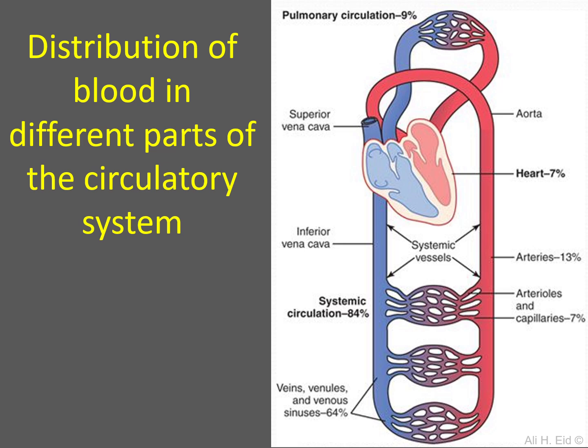This is basically 84 to 85% of our blood in the systemic circulation, and approximately 9 to 10% in the pulmonary circulation, and 6 to 8% in the heart.